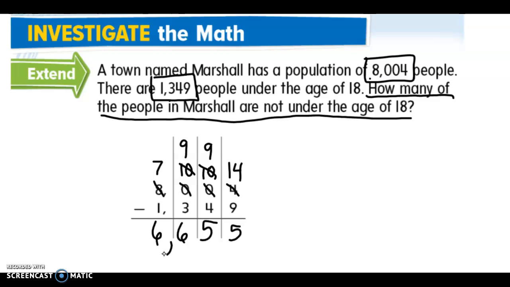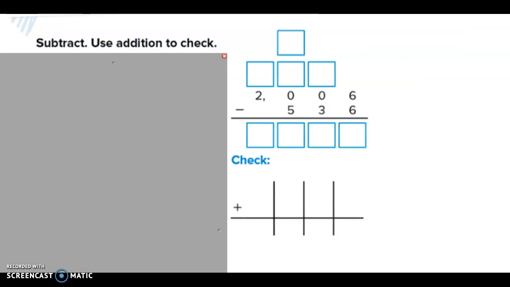Let's try another one. These are very tricky. Okay, I covered up half of the screen on this one to help us focus on the problem because it's 2006 minus 536. We start with the ones. We have 6 minus 6, and actually, we can do that without having to regroup. If we have 6 and we take all of those away, we're left with 0, none. Then we go over to the tens. We have none, and they want us to take 3 away.